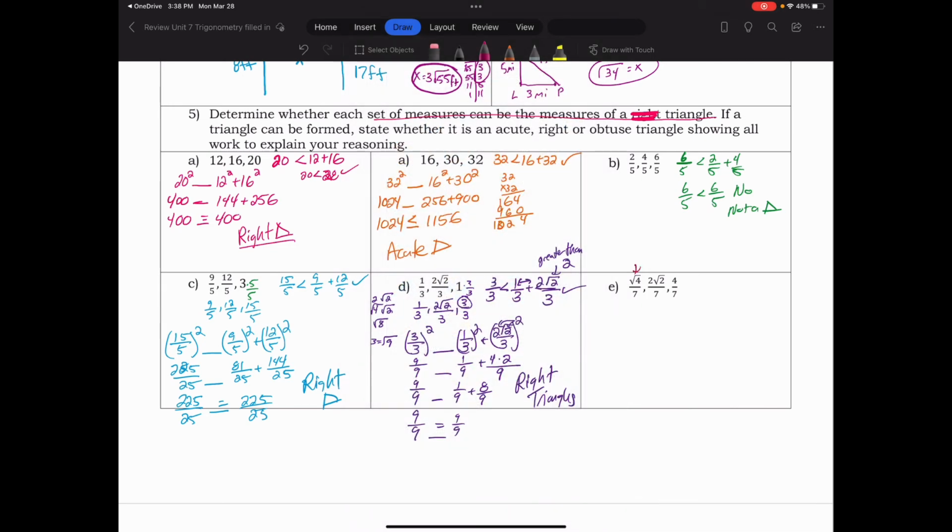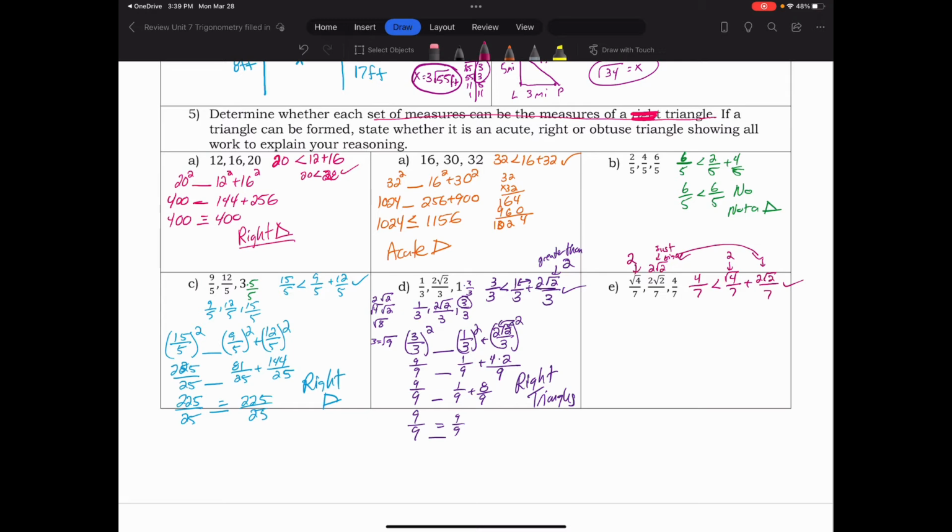Radical 4, this is a 2, so I know that's going to be less than this. And I know this is just bigger than 2. So I know, is 4/7 less than radical 4/7 plus 2 radical 2/7? So I know that this is 2 and this is bigger than 2, right? So that means that this is going to be greater than 4. So it is a triangle.